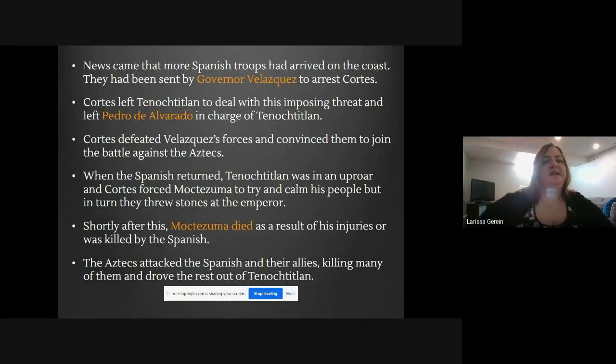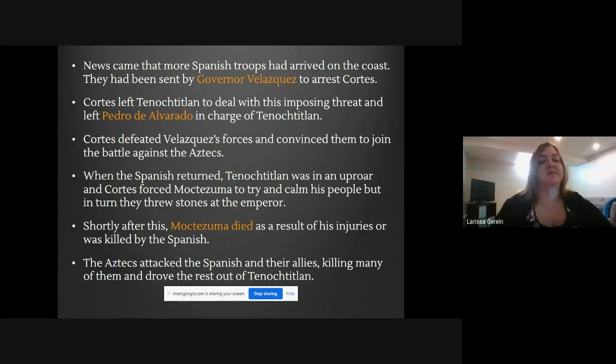Cortez didn't want anything to get in the way of his victory, what he thought was his victory, so he left Tenochtitlan to deal with this threat and left Pedro de Alvarado in charge. He defeated Velasquez's forces and then convinced them to join the battle against the Aztecs. When the Spanish returned, Tenochtitlan was in uproar, and Cortez forced Moctezuma to try and calm his people. But they were not very happy, and so they threw stones at the emperor.